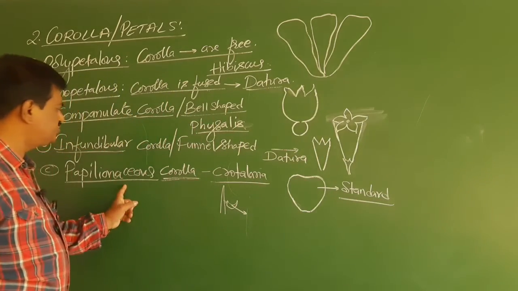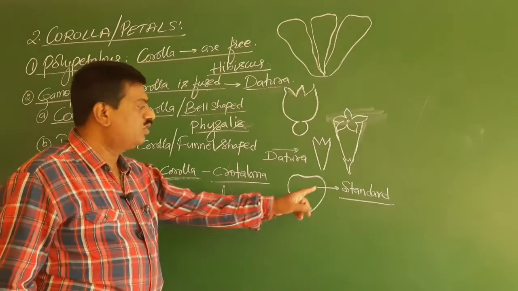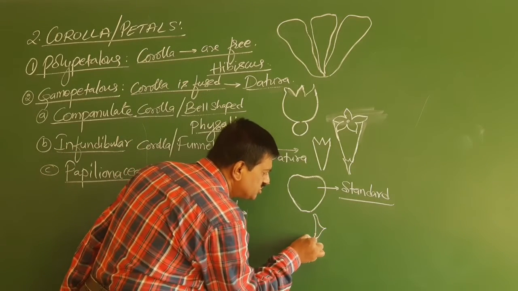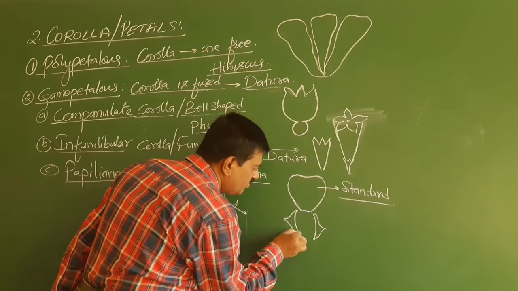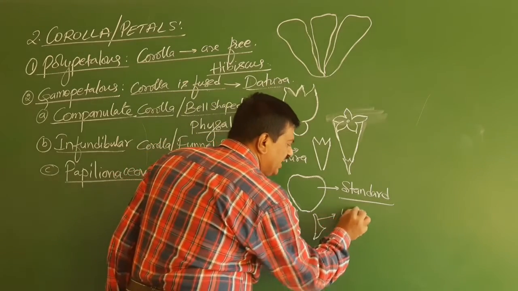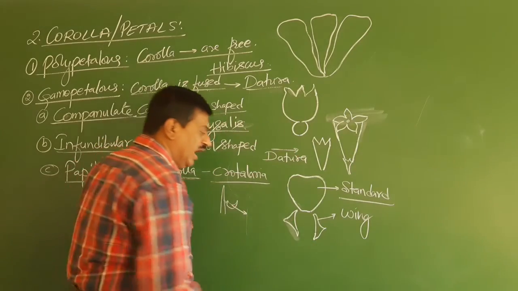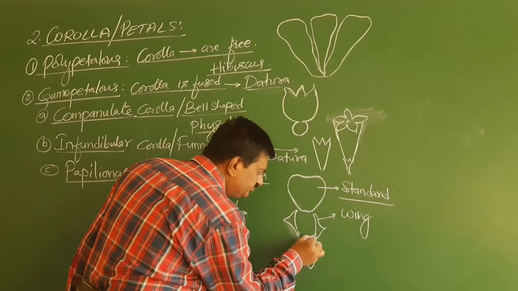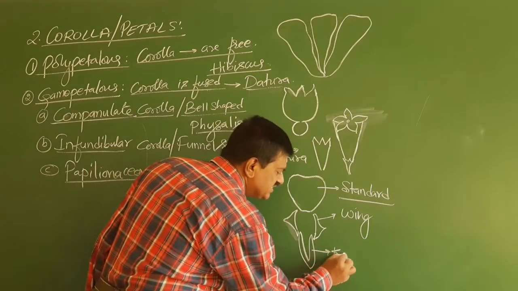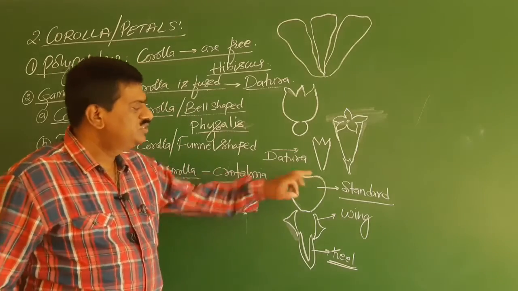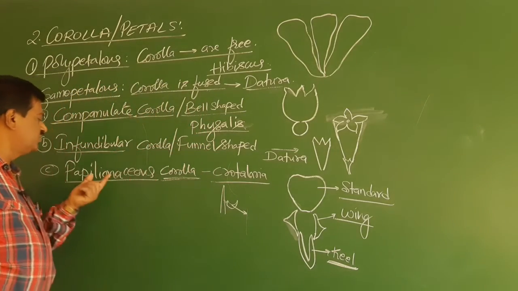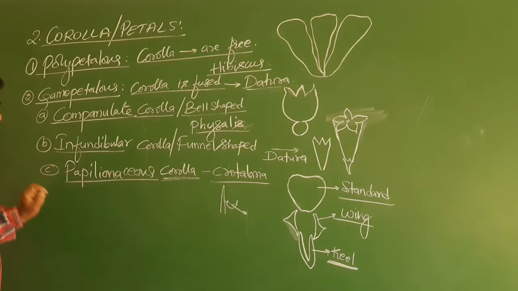So in a papilionaceous corolla, one of the petals is a bigger petal called as standard petal, whereas the remaining 2 petals are smaller petals, and these are called as wing petals. The remaining 2 petals are fused, and it is boat shaped, called as keel petals. So I will repeat this: standard petal, wing petals, and keel petals can be noticed in Crotalaria. So this is called as papilionaceous corolla.